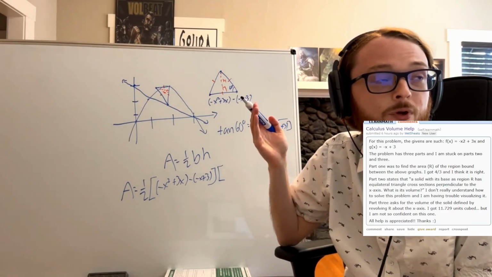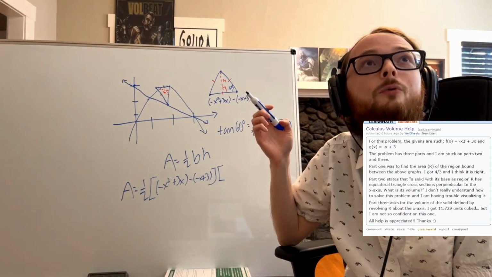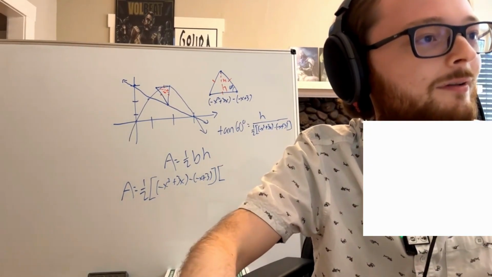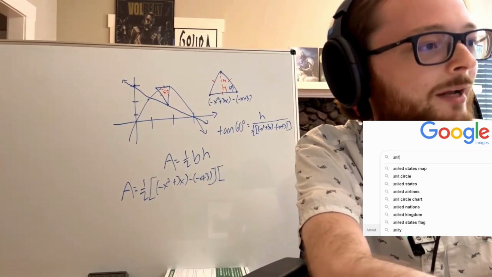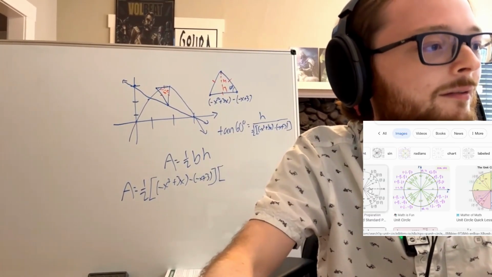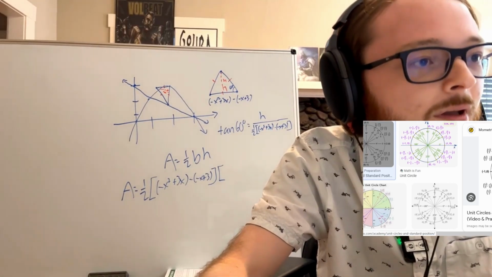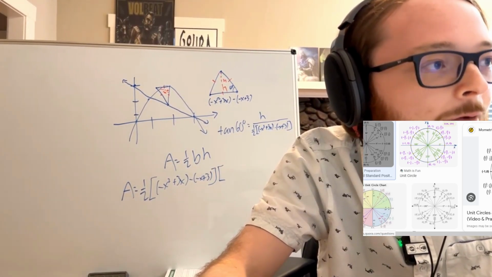Tangent of pi over 3, is it root 3? I should actually check that. It's root 3 over 2 over 1/2, which is root 3. Okay.